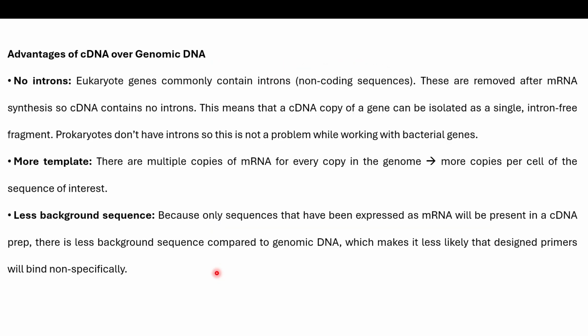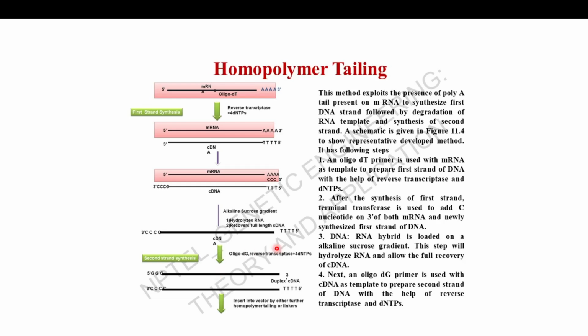Now, for the synthesis of cDNA, there are two types, wherein one is homopolymer tailing. This is from the lecture video only. I am just revising it because I think there are one or two questions in the assignment. So we are just going through it.